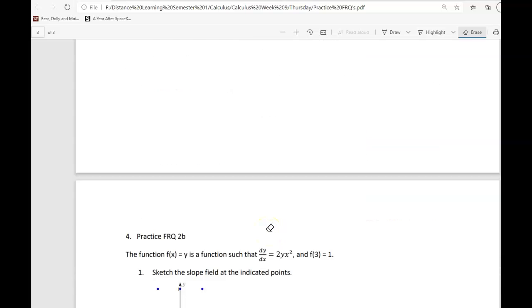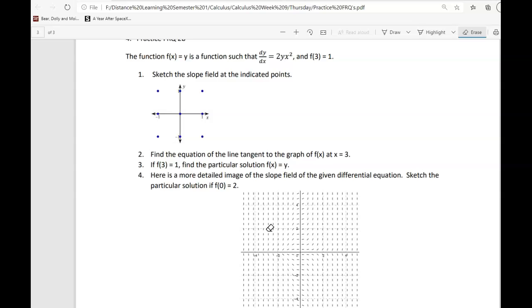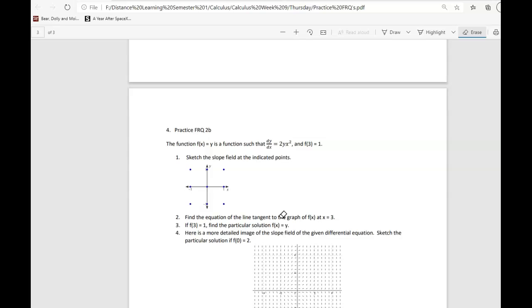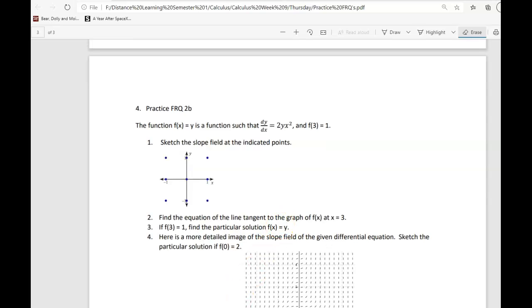All right, let's go ahead and take a look at FRQ 2B. And after that, we'll be all done. All right, so which one would we start with? Once again, you want to start with the particular solution one because that one's worth the most points. So I'm going to start there. If f of 3 equals 1, find the particular solution. All right.